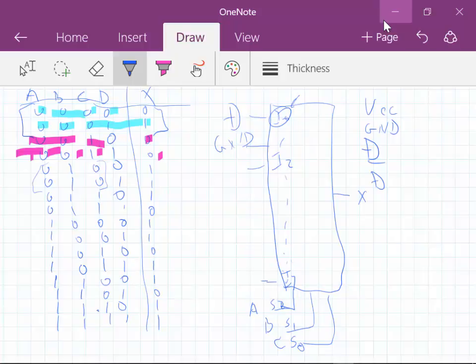In that particular case, when we look at I2, we want the output to be 1 in both cases. So we tie that to VCC right there.